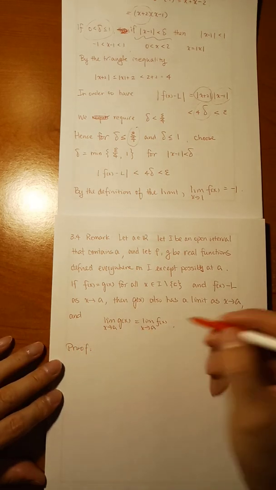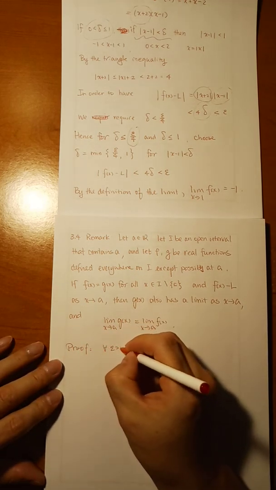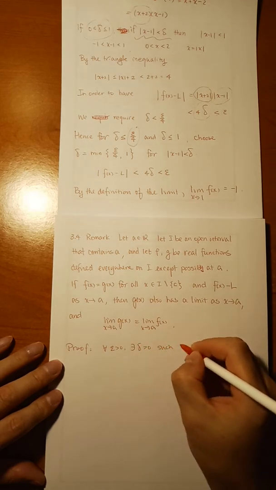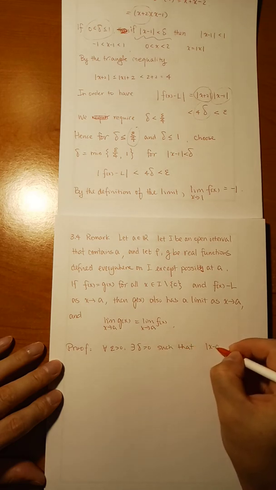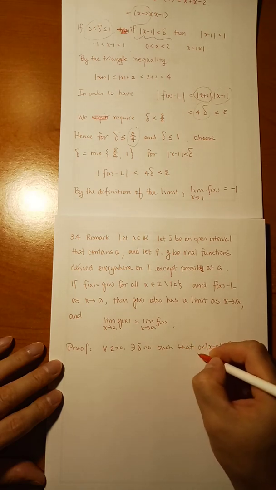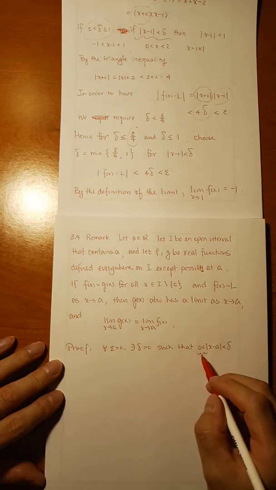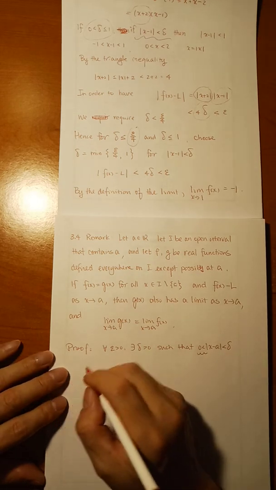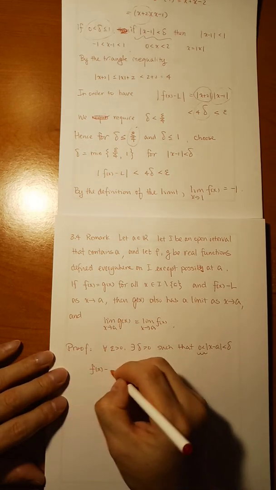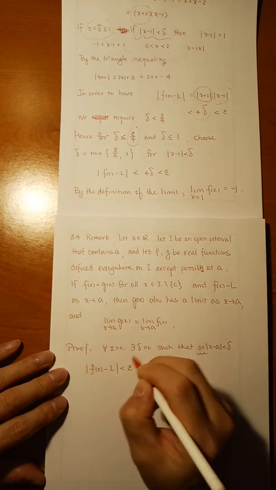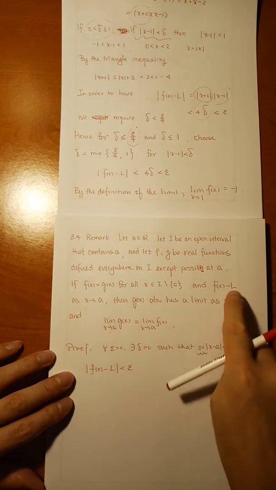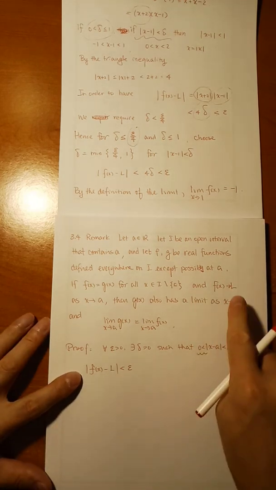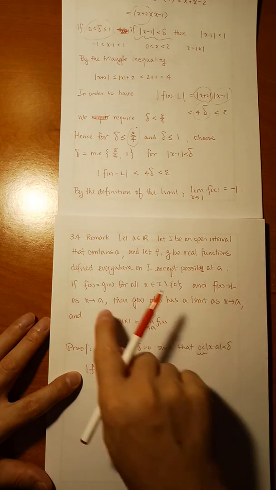Okay, so how do we prove it? Prove given epsilon greater than 0, there exists a delta greater than 0 such that whenever 0 is less than the absolute value of x minus a, less than delta. So this is an important step. This is crucial. Whenever this happens, the absolute value of f(x) minus L is less than epsilon. Yes, this is the limit of f. So this is exactly the definition of f(x) has a limit L at a.